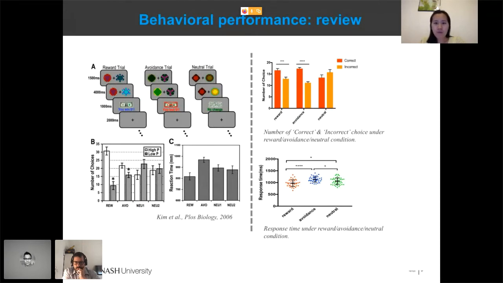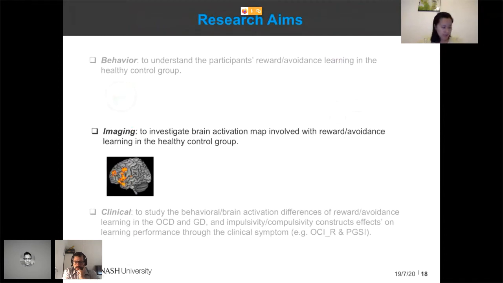I'll give a further review of the behavioral performance. Here is the participant behavioral performance in the King study, and here is the participant performance in our study. You can see that using this learning task, we found that the healthy controls in both learning tasks prefer the correct choices under the reward and avoidance conditions, which means that participants did learn the task and make the correct choice. Participants were also found to show quicker responses under the reward condition, while slower responses under the avoidance condition.